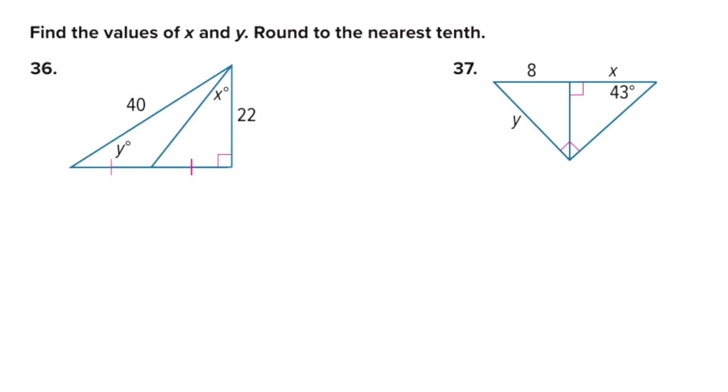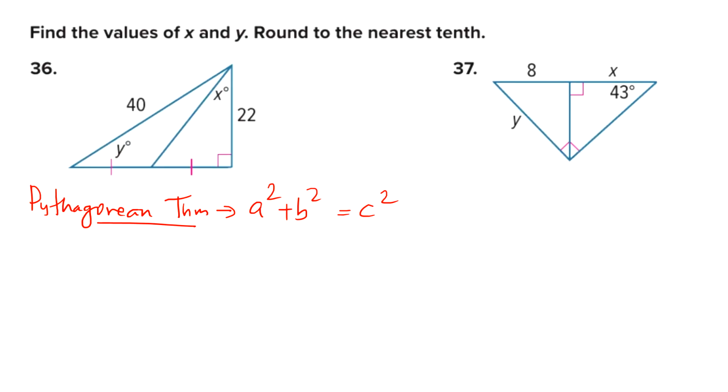Okay, so let's now solve the trigonometry questions. I'm going to begin with question 36 first. Here you need to find the value of x and y. Because these are right angle triangles, I'm going to use the Pythagorean theorem, definitely. It is used to find the length of the missing side, and I hope that you remember this theorem. The sum of the squares of two sides is equal to the square of the third side. Okay, that's your Pythagorean theorem.